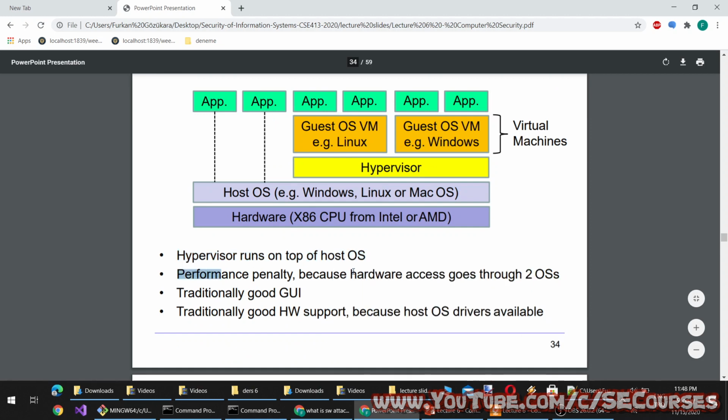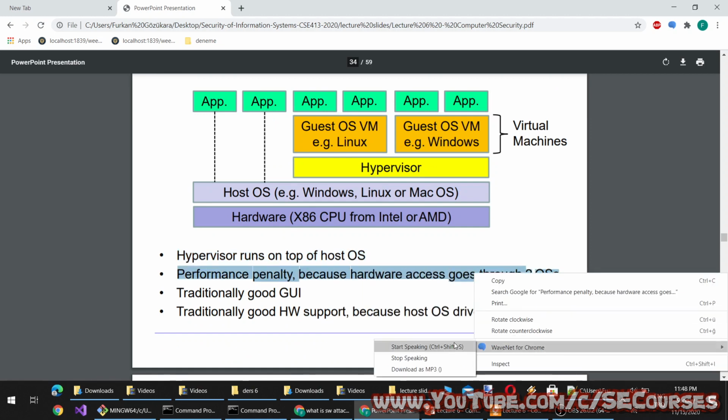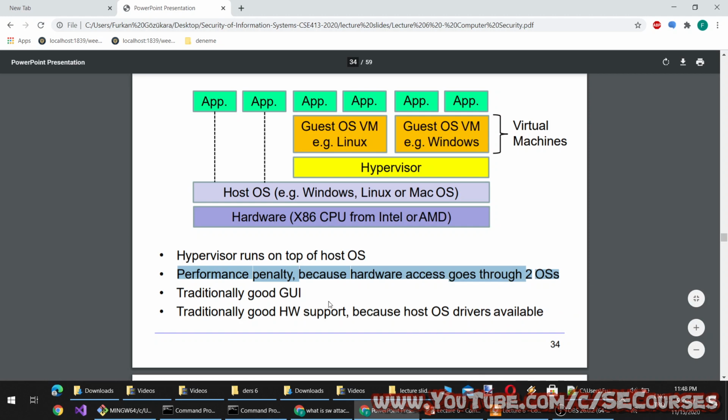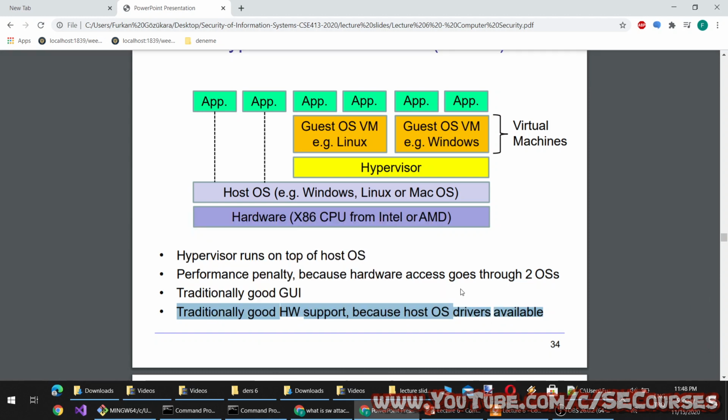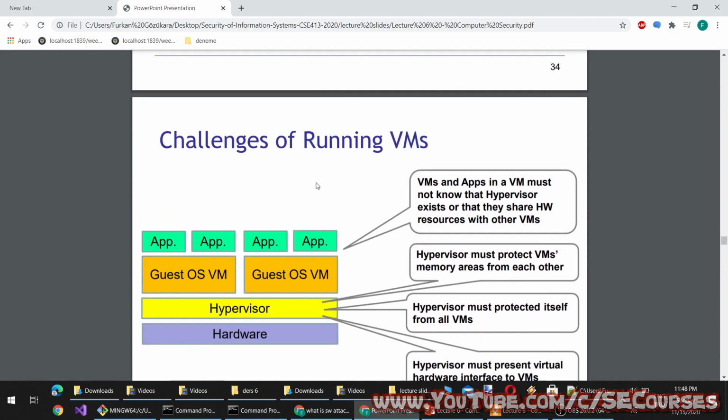Hypervisor runs on top of host OS. Performance penalty, because hardware access goes through 2 OSs. Traditionally good GUI. Traditionally good HW support, because host OS drivers available. Okay.